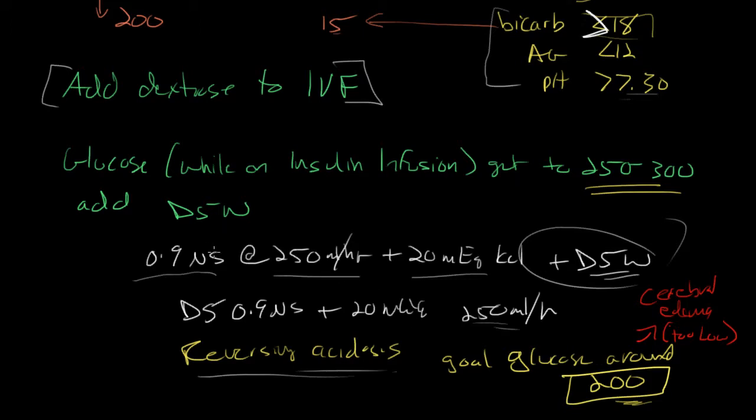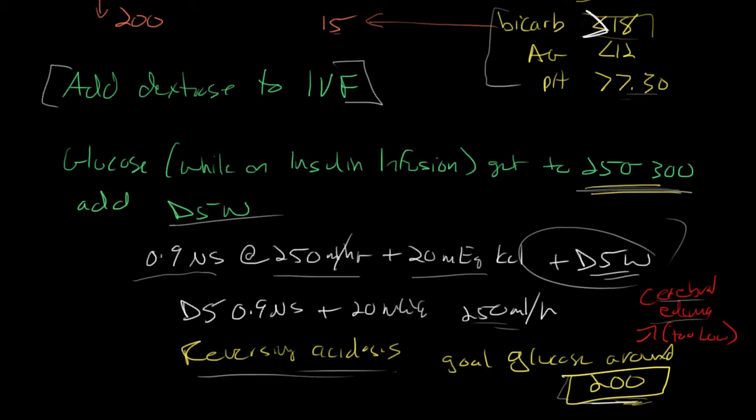Now, the second reason this is important is because you want to keep your sugars while you're on an insulin infusion above 200 or around 200, and this helps reduce the risk of cerebral edema, especially in kids. If your glucose gets too low and it gets below that 200 value, you increase your risk of having bad outcomes. Even though this is rare in adults, you want to make sure you can avoid it if possible. So again, when your sugars get to 250 to 300 on insulin drip, make sure you add D5W, and you want to keep your glucose once you're on D5W around 200 until you are off your insulin drip or infusion.